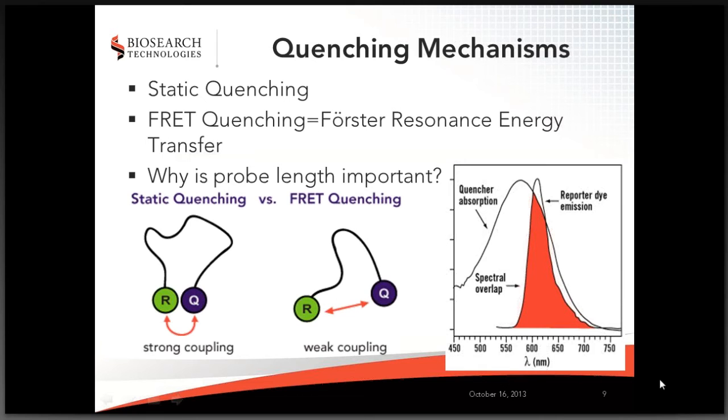Essentially, in this graph here, you'll see that the absorption spectrum of the acceptor must overlap with the emission spectrum of the donor. So the key thing to take out of this is FRET quenching is extremely distance dependent. So it's very important when you design a probe that it has a certain length. Normally, the cutoff with FRET, where it starts to rapidly diminish, is 30 bases.